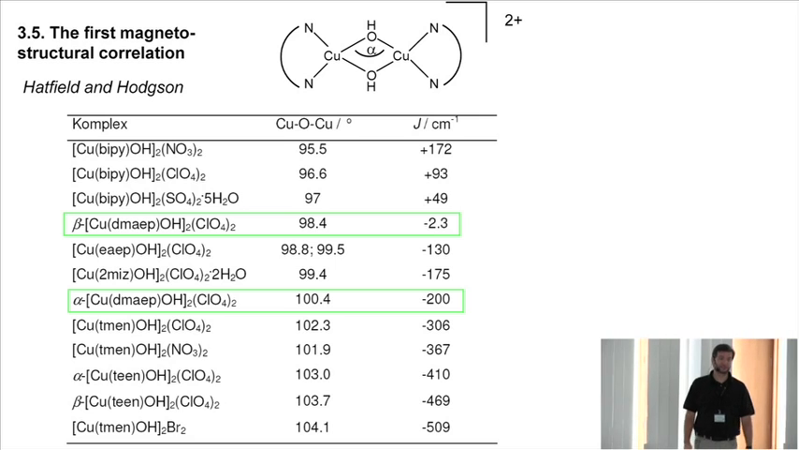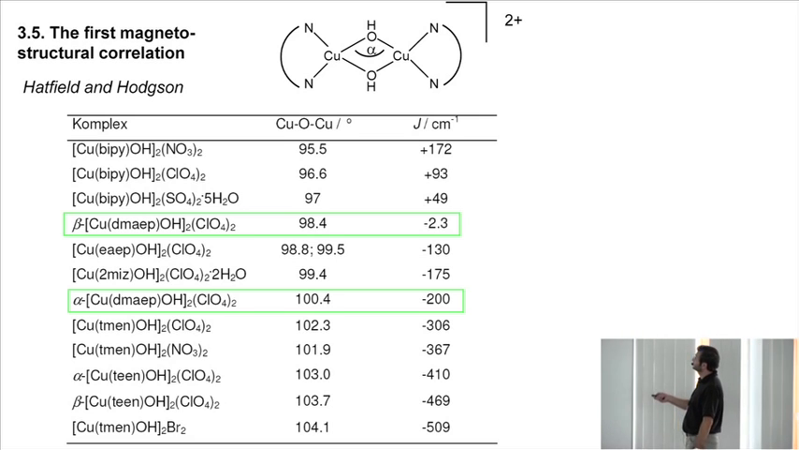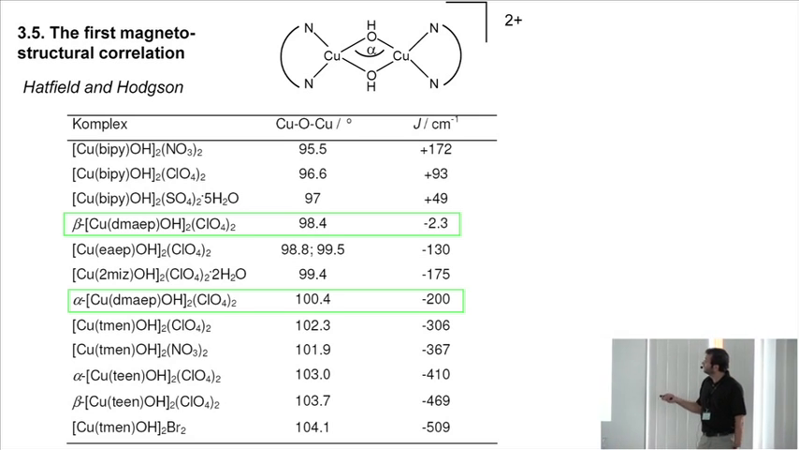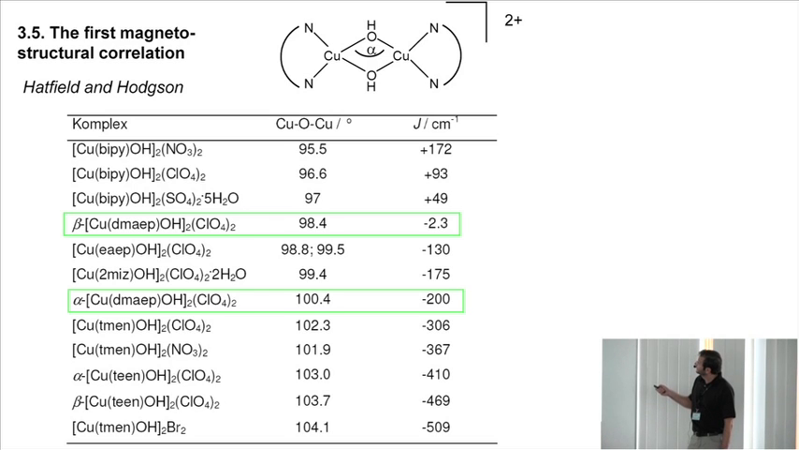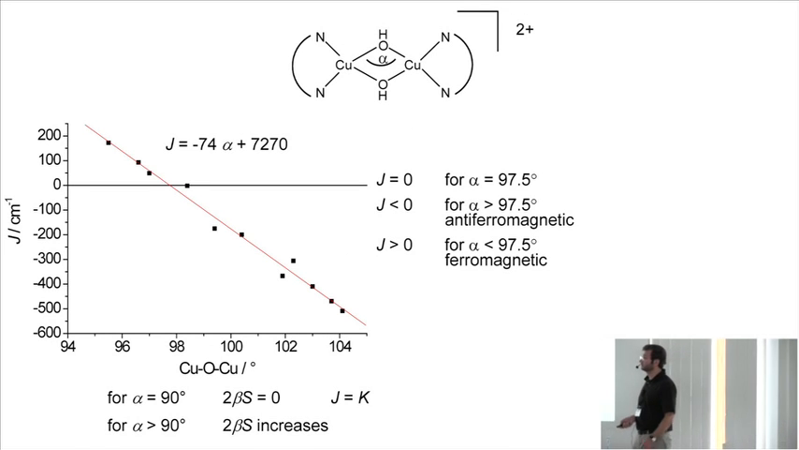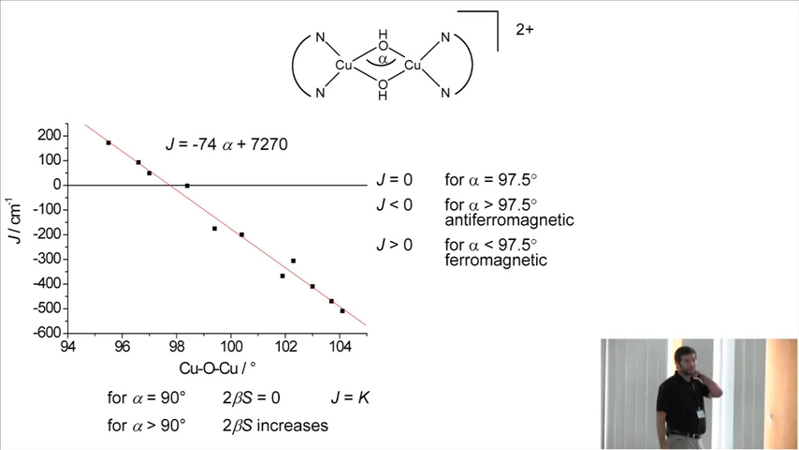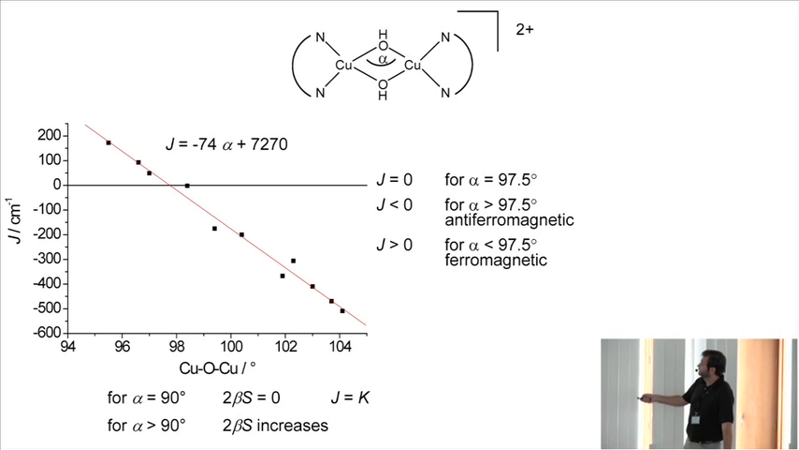So how to explain this? Hatfield and Hodgson simply realized that there is a correlation between the coupling constant and this angle, copper, oxygen, copper, alpha. It's written here. And here I have used Excel just to make a correlation. This is the experimentally determined J value, and this is this angle alpha. And you see there's a very well defined linear correlation.